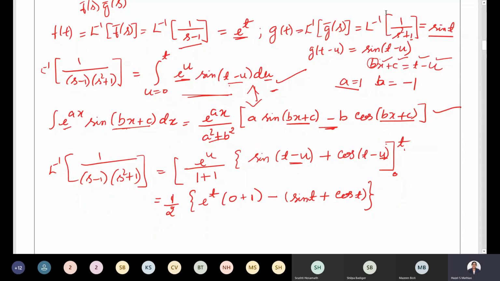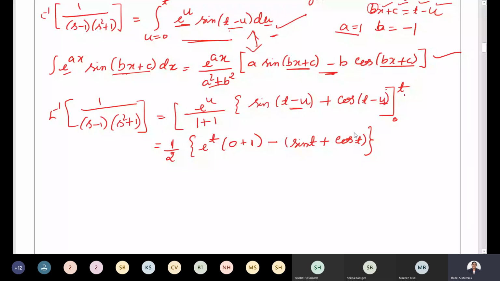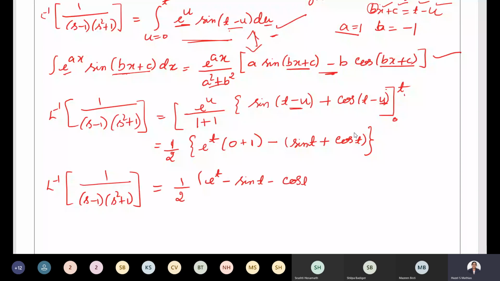Okay, now let's continue this problem. Simplify this and write the final answer. So what do we get after simplification? 1 by s minus 1 into s square plus 1 is e power t minus sin t minus cos t. This is what we get. Is it clear, everybody? Anybody, any doubt?